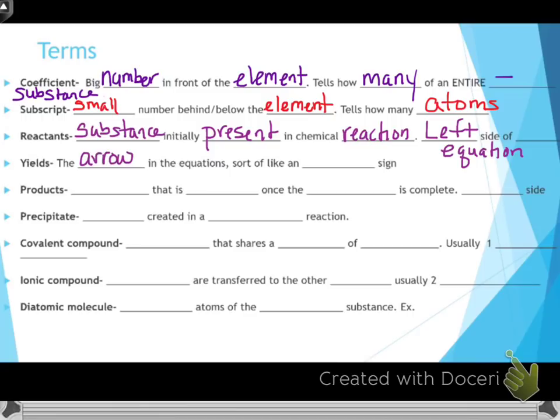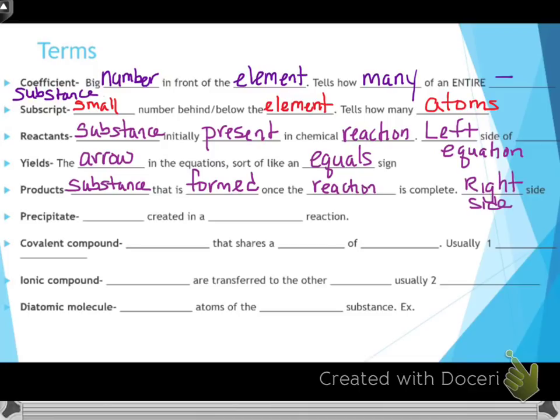Then we have the arrow or the yield sign in equations. It's sort of like the equal sign. When you read an equation, remember we had H2O plus CO2 plus sunlight yields or produces 6O2 plus C6H12O6. So that arrow is the yield sign. And then we had the products, which if you remember from that equation that I just said, are on the right side of the arrow, and it's the substance that is formed once the reaction is complete.